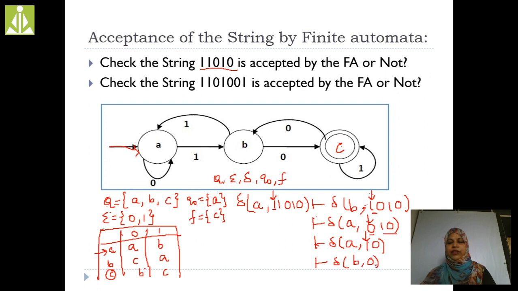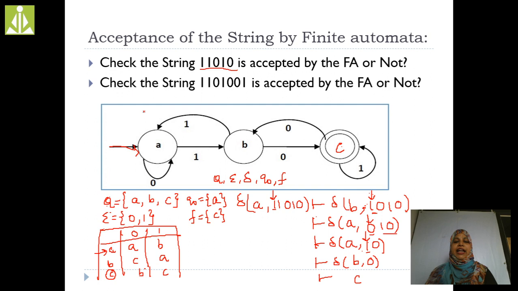Already this one is processed, so we have to leave this one. The next processing symbol is 0. B on 0 is C. We are reaching this C.